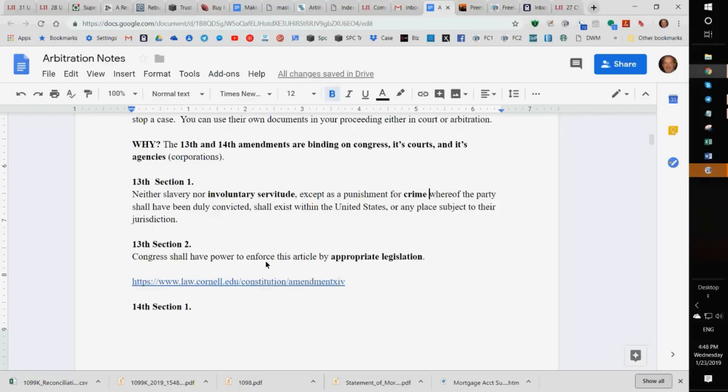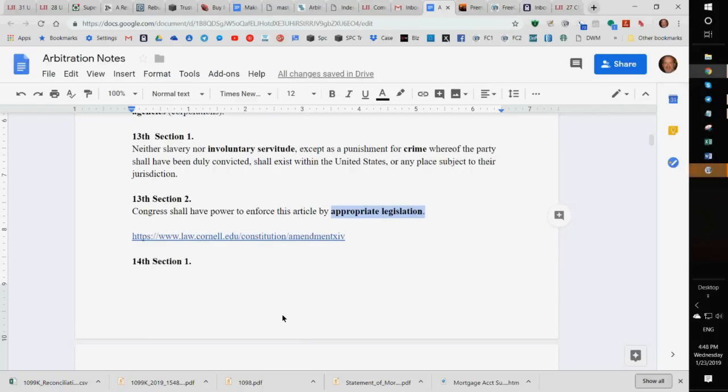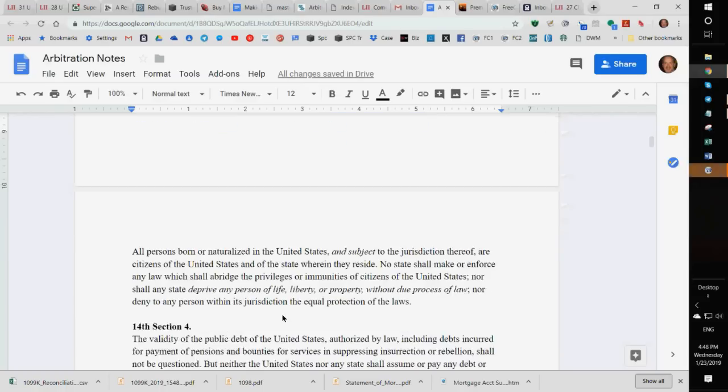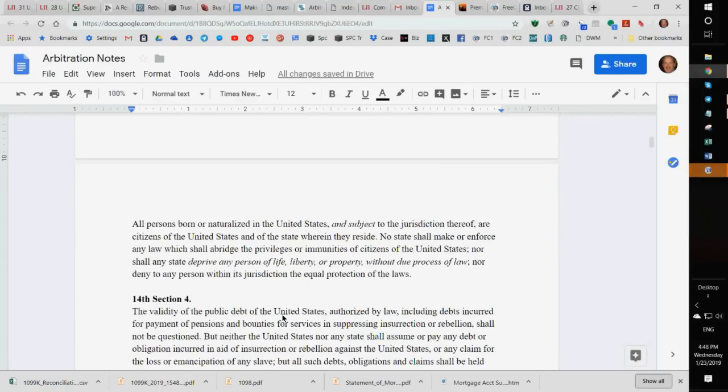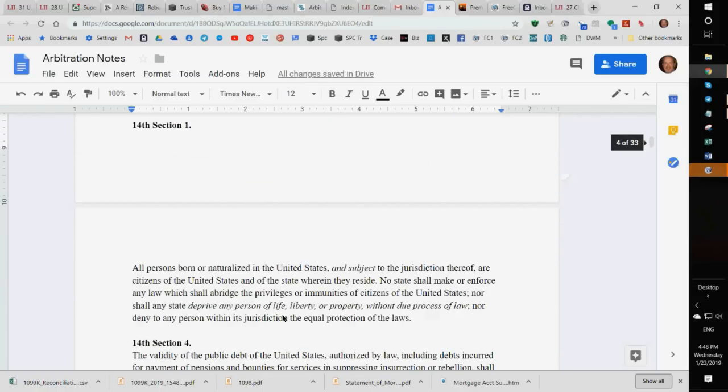13th Amendment, Section 2: Congress shall have the power to enforce this article through appropriate legislation. And by golly, they did pass appropriate legislation, and it has to do with Article 9, which I'm going to show you a link to. Let's see if I got that link here. Yeah, it's down here. I'll get to it in a minute.